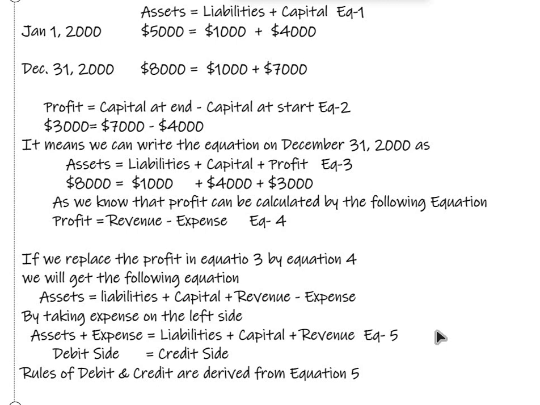So with the help of equation number 5, we have derived rules of debit and credit, that is, assets and expenses are increased on the debit side, liabilities, capital and revenues are increased on the credit side, and vice versa.